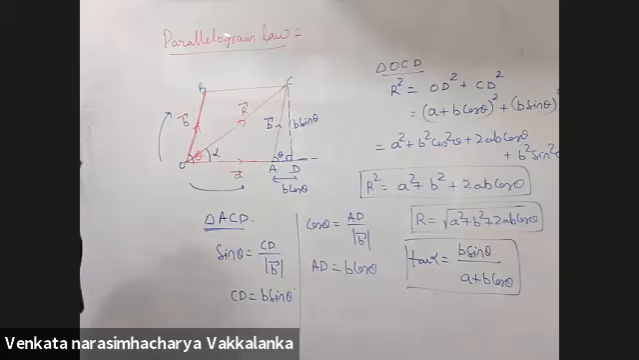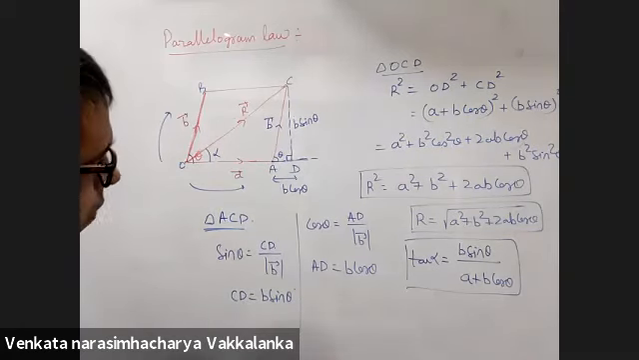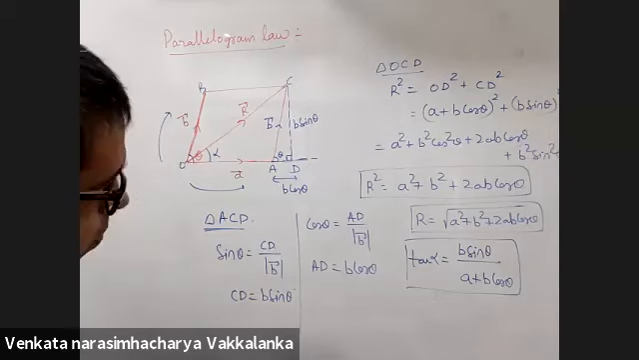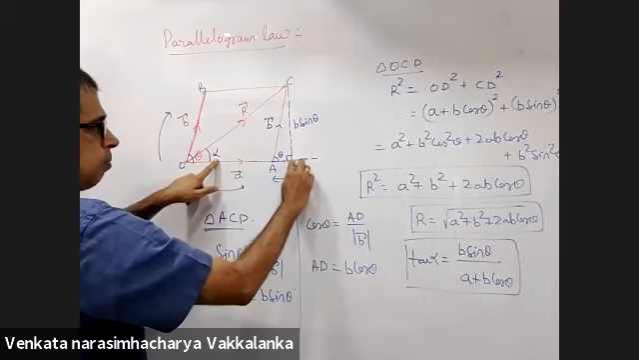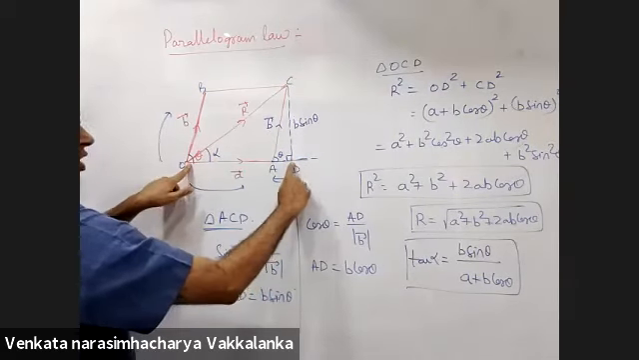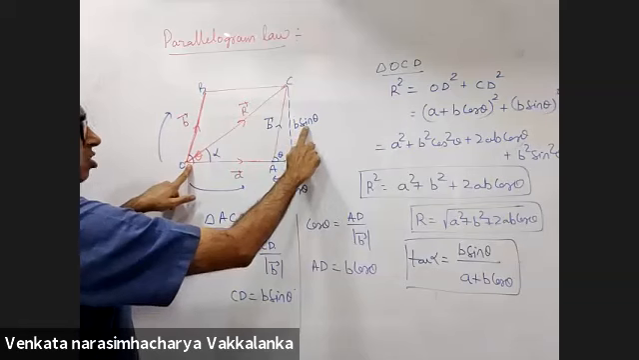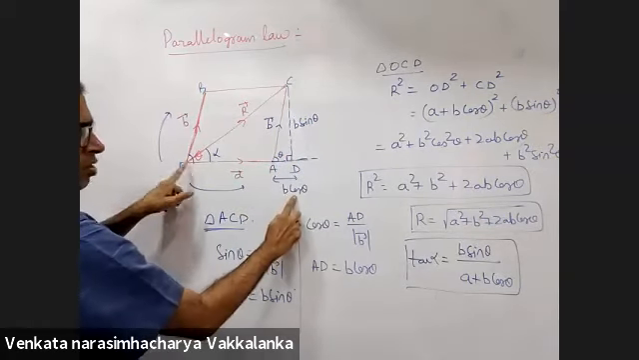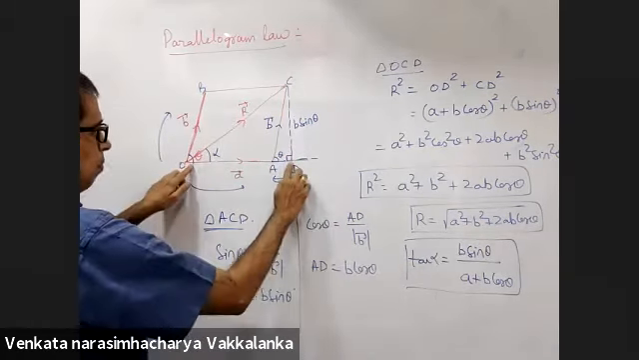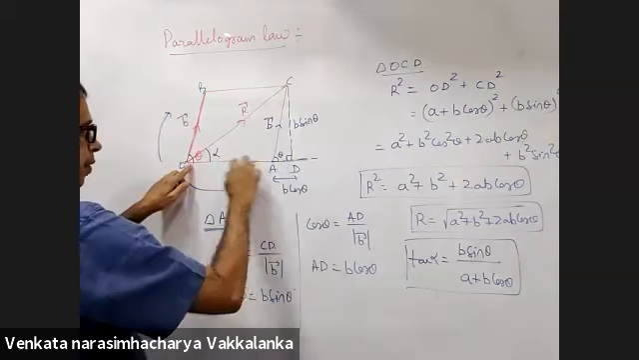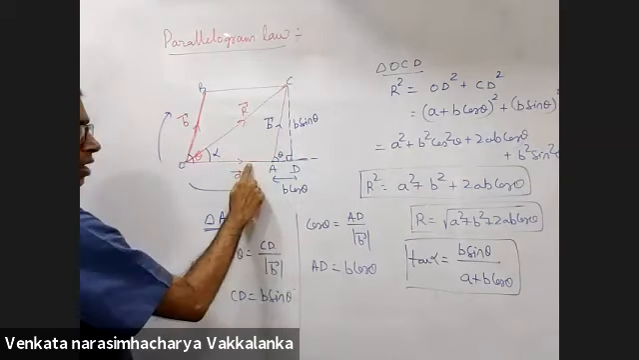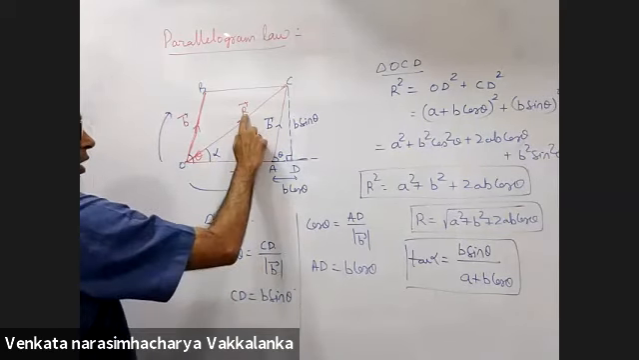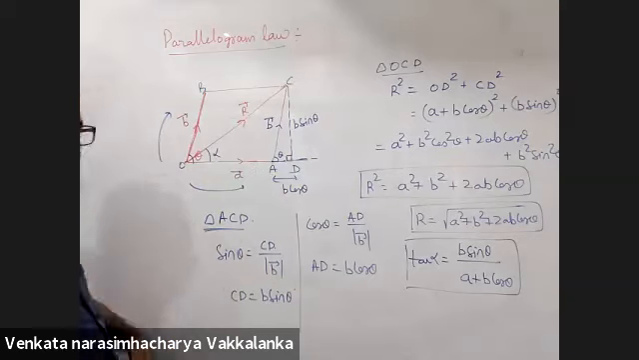Sir, I have a doubt. Can you explain the last part, please? Tan alpha is opposite side by adjacent side, B sin theta divided by A plus B cos theta. Okay, sir, but why did you need tan alpha? To tell you the angle which R makes with A. Okay. R makes an angle of alpha with A.